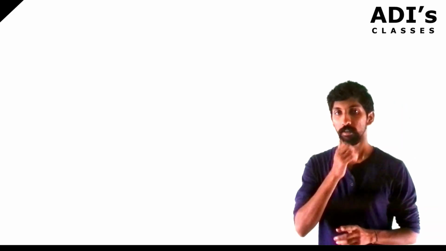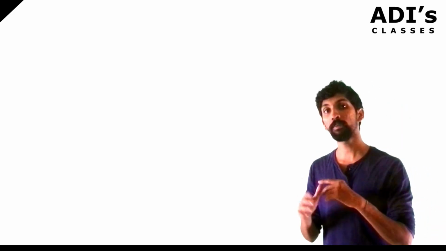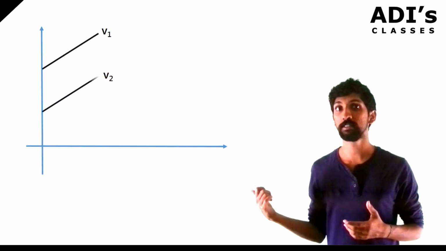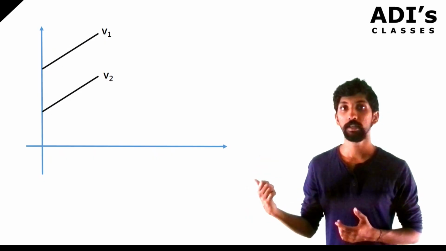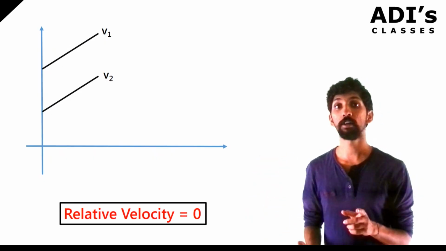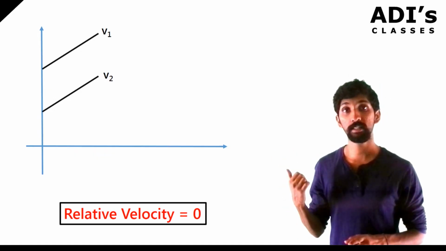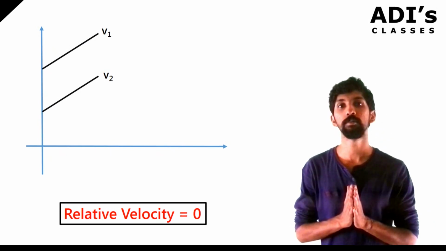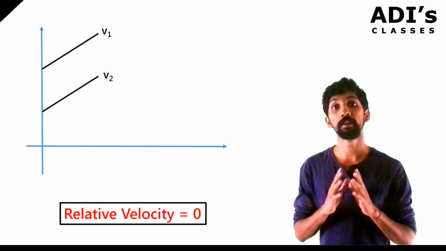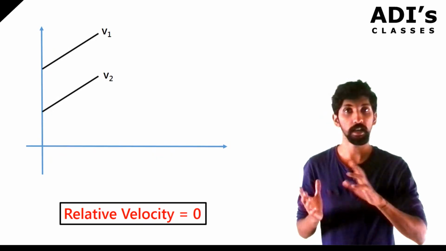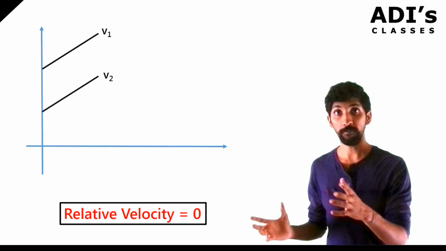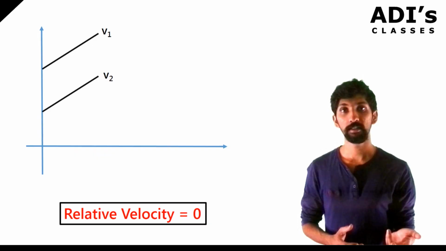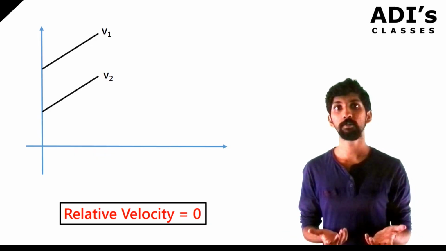Understood, right? So now coming to how we actually represent this using a graph. As you can see, this is the first graph. You have V1 and V2. Now in this case the relative velocity is 0. That means they are parallel. A simple example: any object on earth, the earth is moving, correct? But if you look at any object on earth, what is the relative velocity? It's 0, correct? This is the best example you can give.